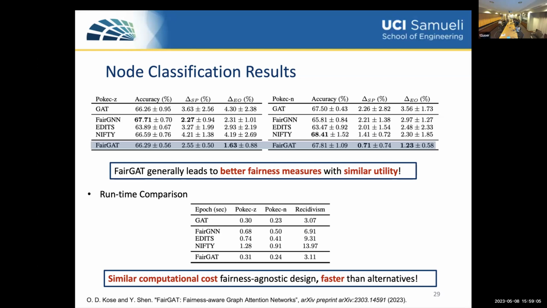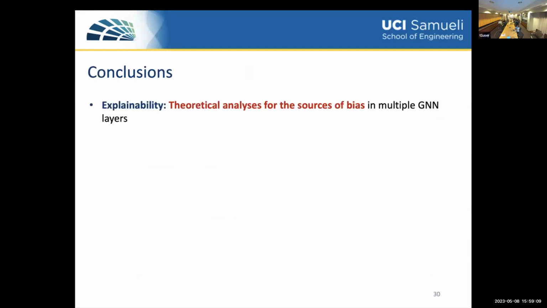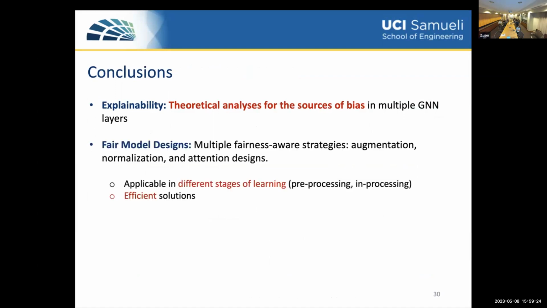It's the training in each epoch. Okay, just to conclude. So in this talk, I provided a theoretical analysis for the source of bias in multiple GNN layers, including the traditional GNN as well as the graph attention layers. And we provided a different fair model design through augmentation, normalization, and attention design.